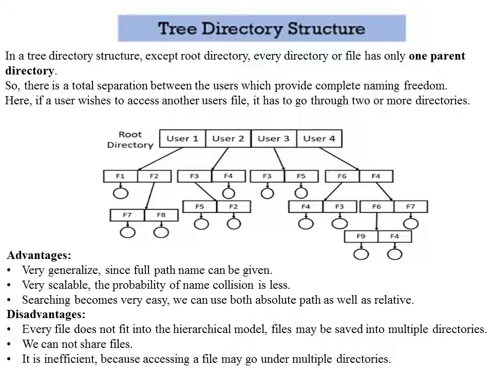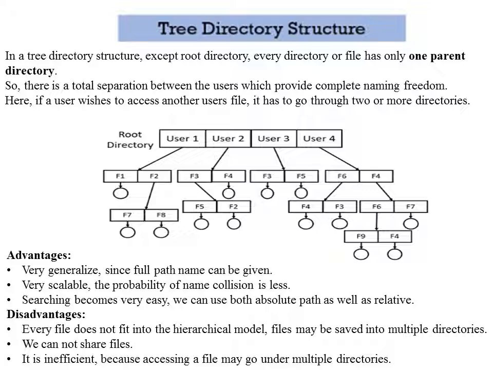So here, if the user wishes to access another file, it has to go to the root node directory, that is, it needs to pass through 2 or more directories. We have a root directory and then subdirectory 1 and subdirectory 2.